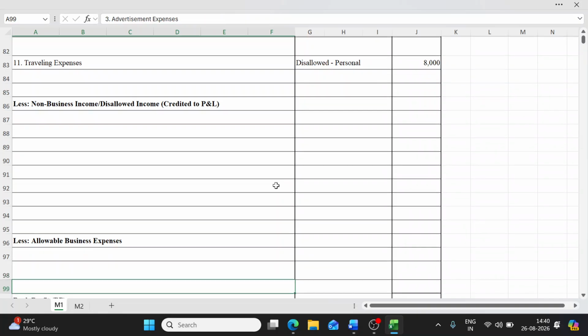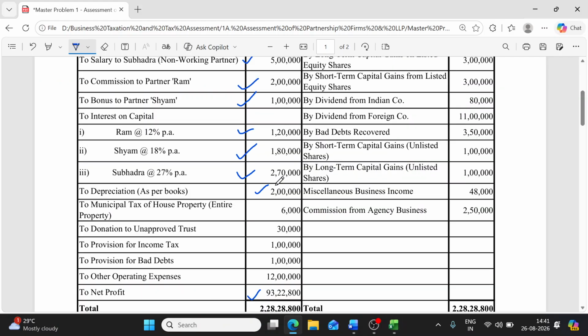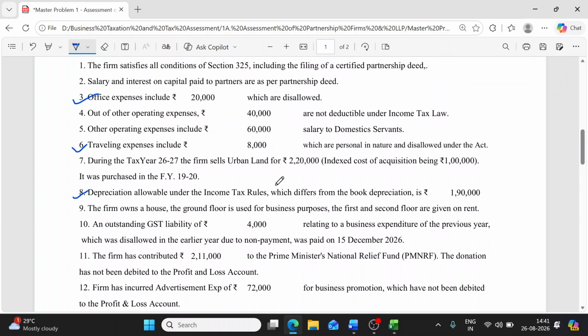So here in the same table, below allowable business expenses, deduct rupees 1,90,000 because it is verified by tax rules. The verified figure is 1,90,000. Okay. Now this adjustment is also over. I'll just tick it. Okay, I already ticked it.